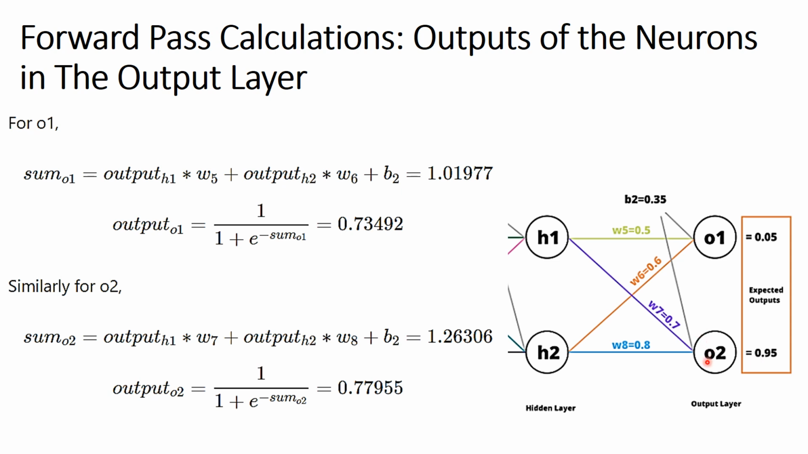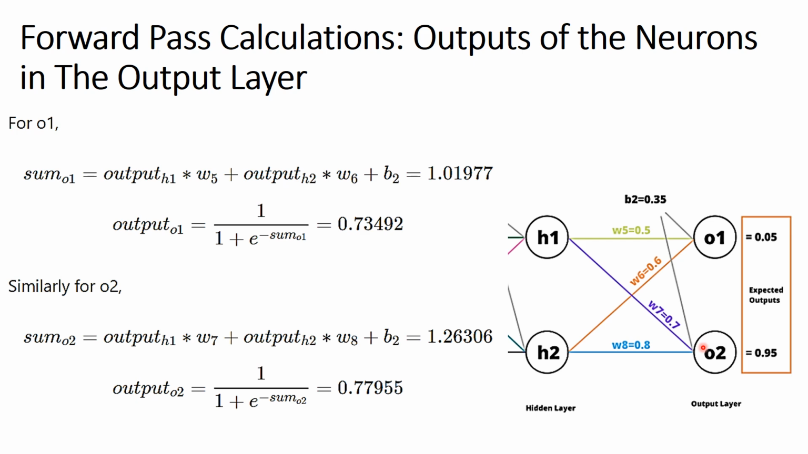النت انبوت ل O2 هنجيبه كيف؟ الاوتبوت اللي حسبناه من H1 نضربه في W7، output H1 نضربه في W7 والاوتبوت اللي حسبناه من H2 نضربه في W8. نضيف البيس B2 هيجيك القيمة 1.26306. القيمة دي هي sum O2 يعني النت input ل O2.